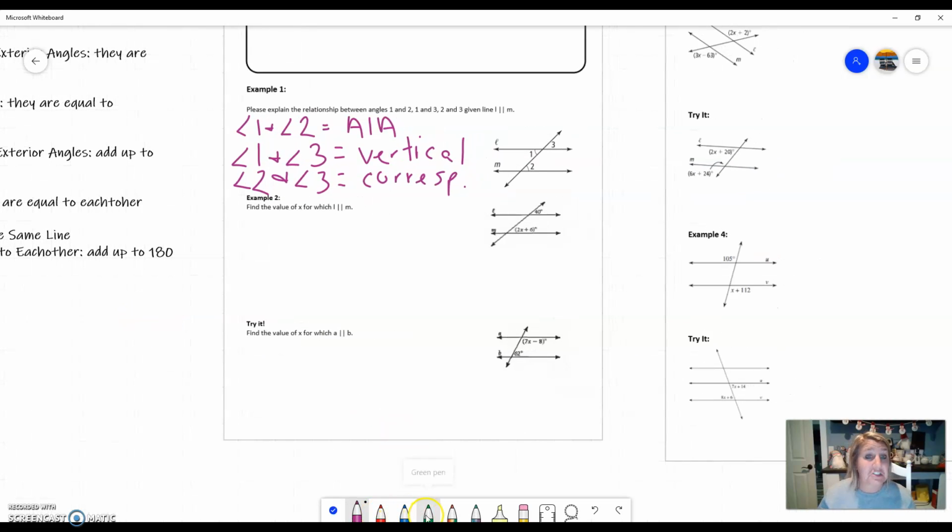And I'll even switch up colors to keep it more interesting. They have this fun rainbow pen on here. Let's try this out. So example 2, they want you to find the value of x.